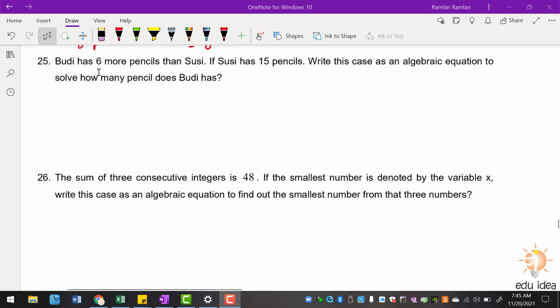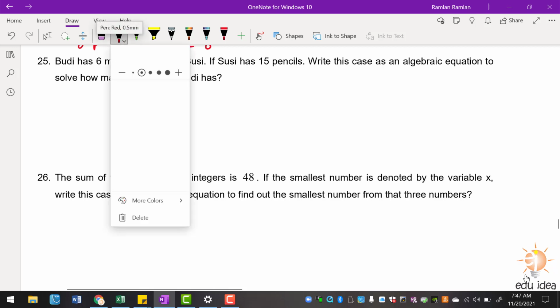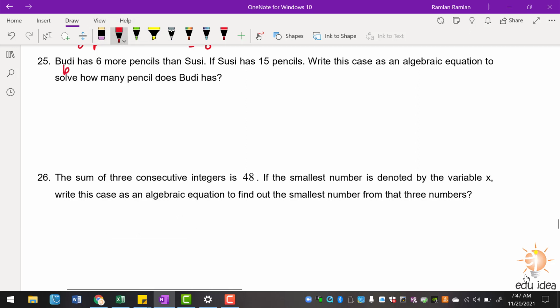Okay, next question. Budi has 6 more pencils than Susie. If Susie has 15 pencils, write this case as an algebraic equation to solve how many pencils Budi has. If you want to represent unknown values with variables, it is easy to pick a letter that is easy for you to remember. So we can represent the number of Budi's pencils with B, and the number of Susie's pencils is represented by S, because the first letters of their names are B and S.